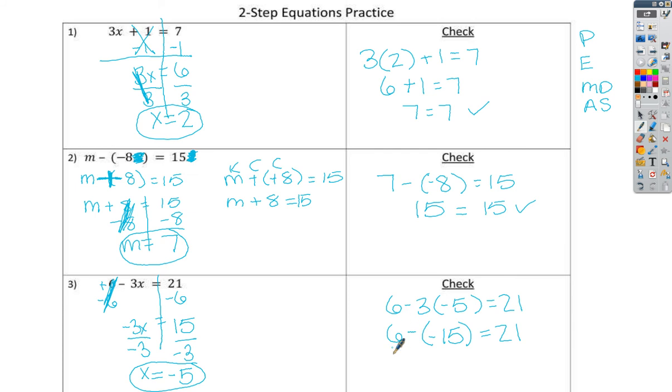And then we can just type the rest in our calculator. We're going to do 6 minus 15, make it negative, equals 21. Go ahead and type it in. And we get 21. So 21 equals 21. That is true. And remember, if we got a different answer over here other than 21, then we know that we made a mistake over here, so we'd have to go back and fix it. Okay.